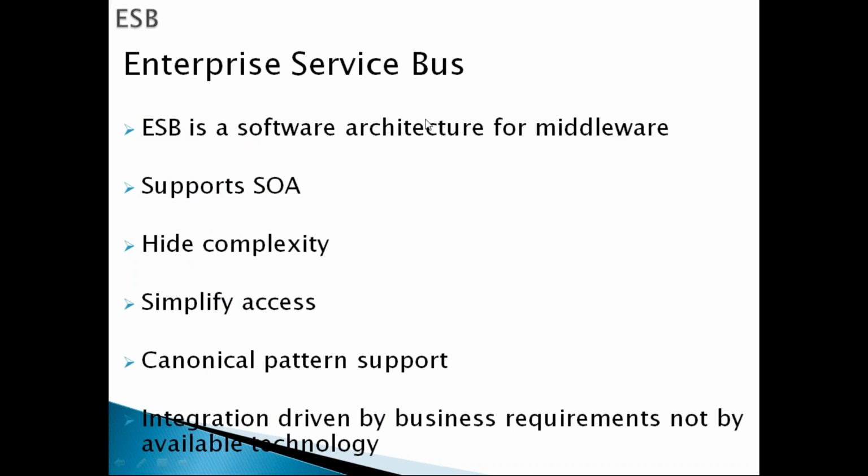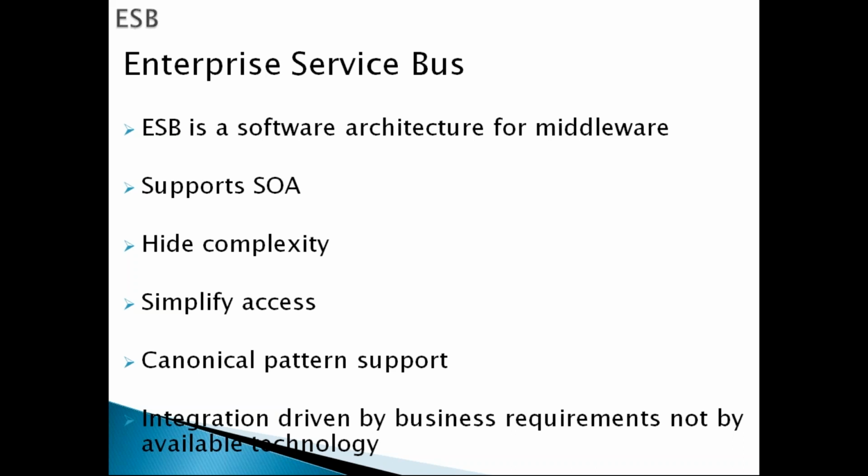So actually, what is an enterprise service bus? We had discussed this. ESB is a software architecture for middleware. It is acting as middleware software, so it should support SOA. SOA is nothing but service oriented architecture. In SOA, we basically design applications to be robust and agile, and we divide them into small microservices or functionalities, component based. And any enterprise service bus should hide the complexity.